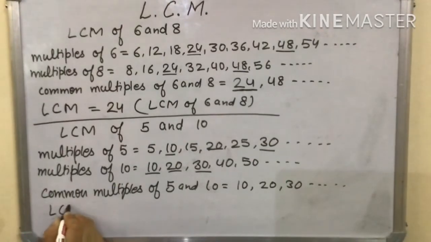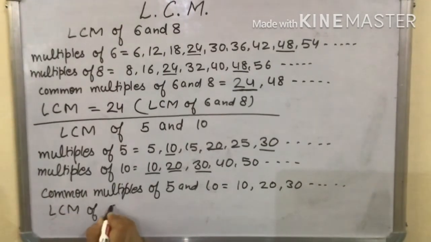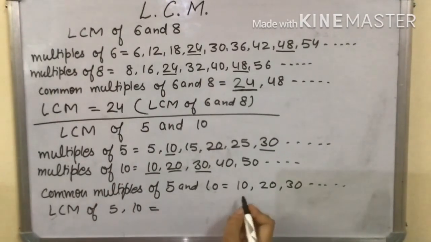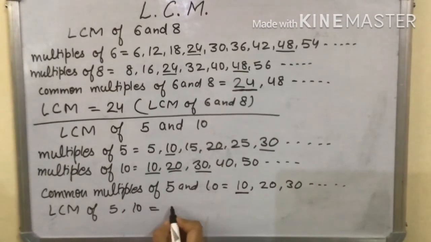Now LCM of 5 and 10. In the LCM we take least common multiple. Least common multiple is 10. So the LCM of 5 and 10 is 10.